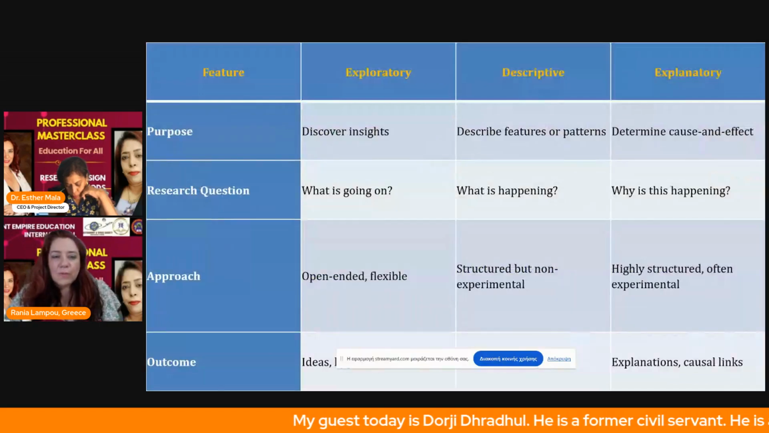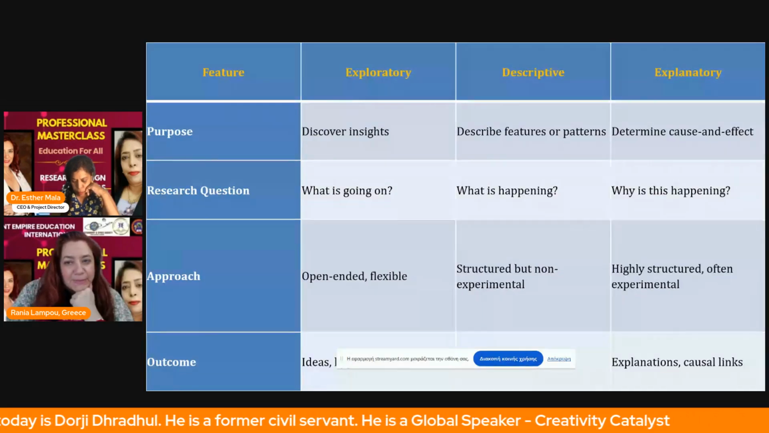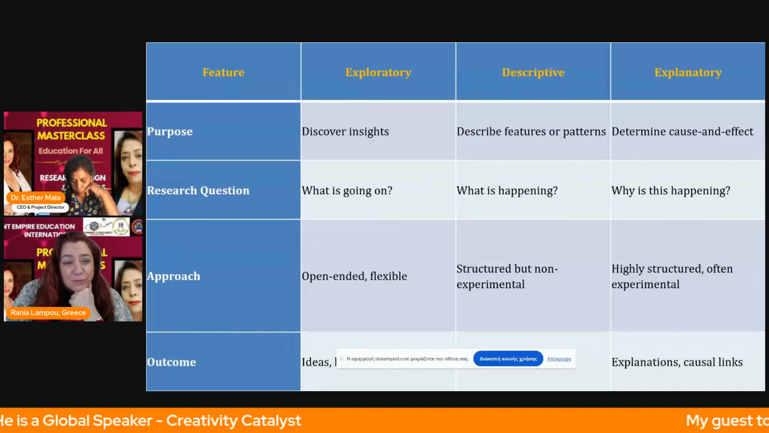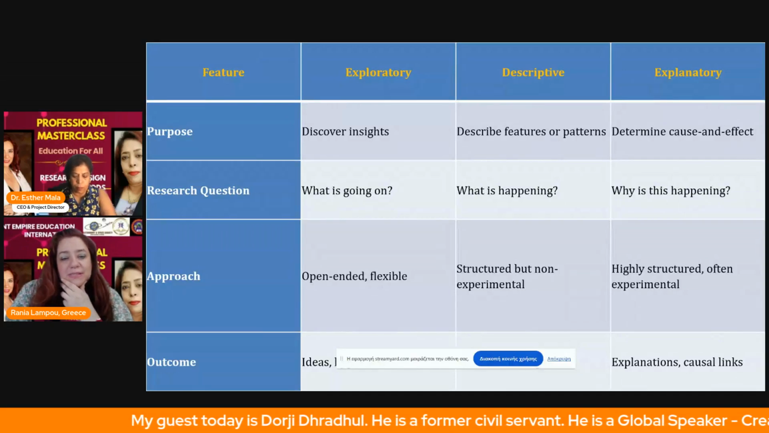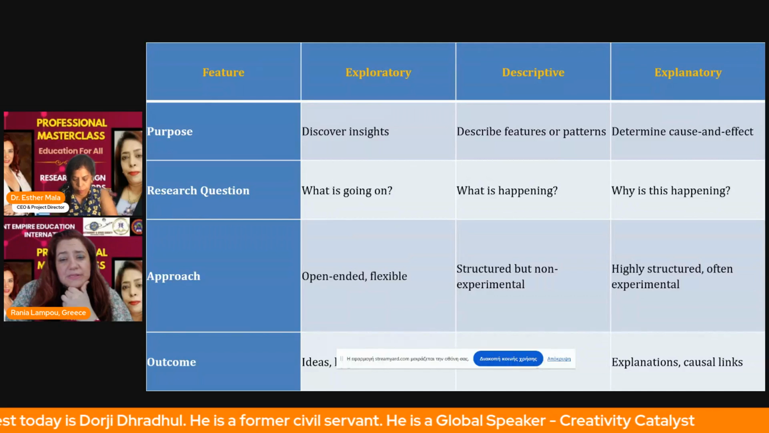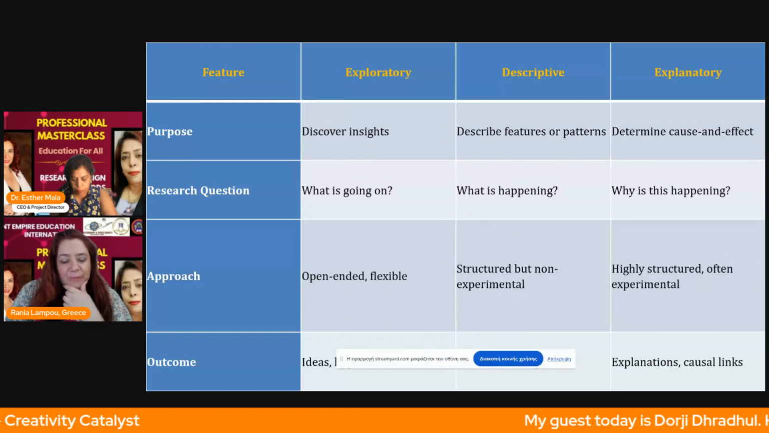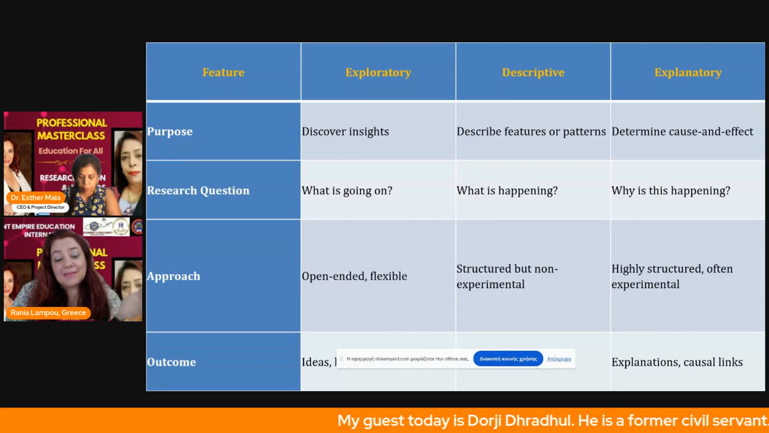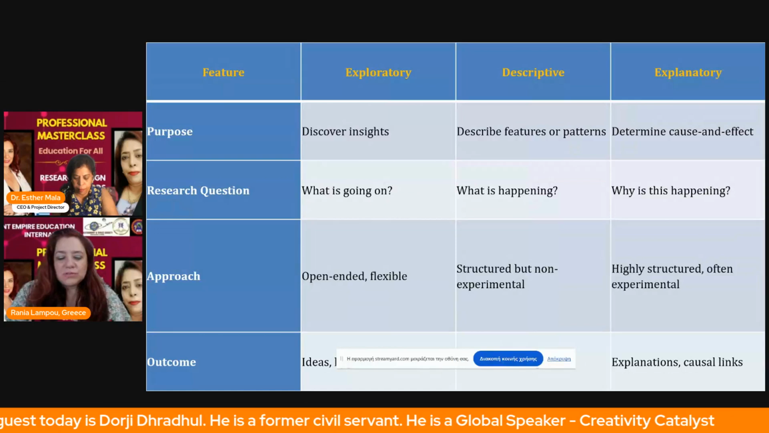And a comparison table here. Exploratory discovers insights, descriptive describes features or patterns, explanatory determines cause and effect. In terms of research questions: exploratory, what is going on; descriptive, what is happening; and explanatory, why is this happening. In terms of approach, exploratory design is open-ended and flexible. The descriptive design is structured but not experimental. The explanatory approach is highly structured but often experimental. And what about the outcome? Exploratory is about ideas and hypotheses. The descriptive is about accurate descriptions, and explanatory is about causal links and explanations.